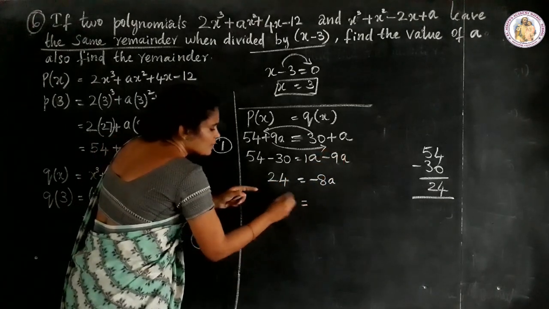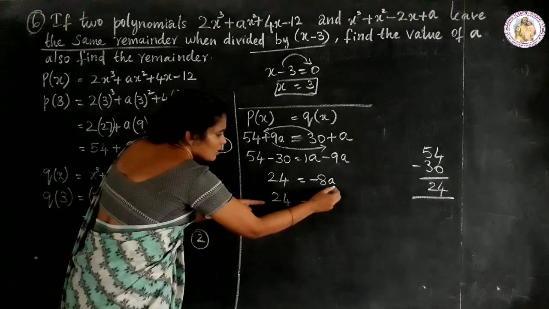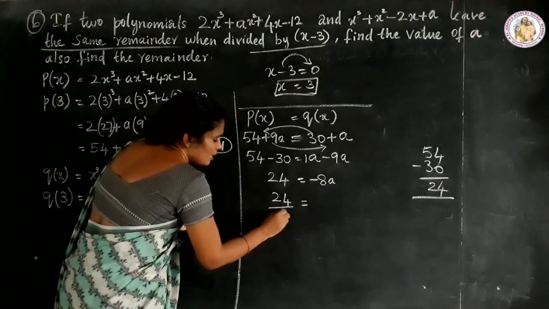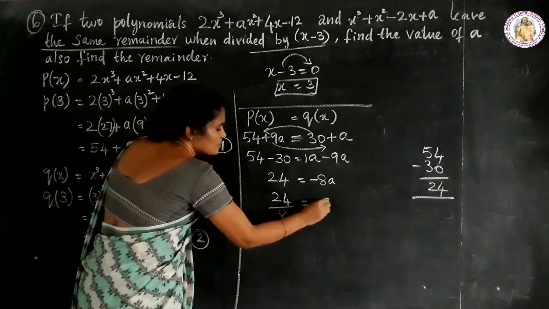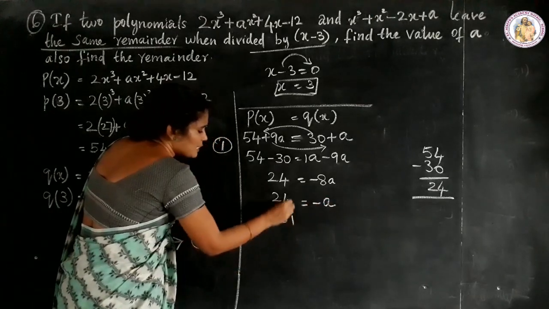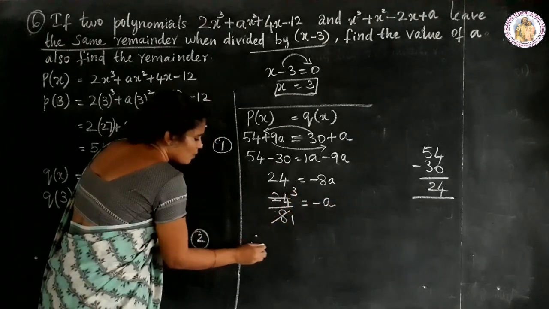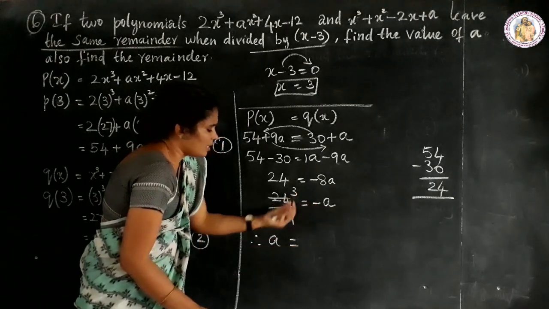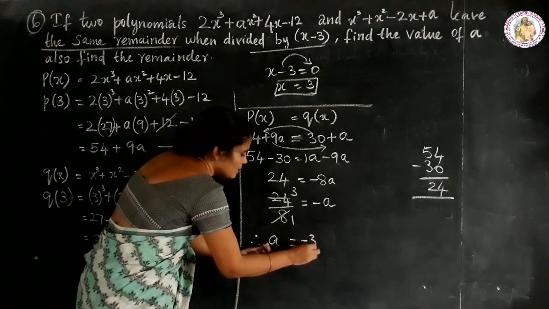Okay, now we have 24. Here 8 into a is a multiplication, while 8 comes to the left side it goes for division. So minus a. 8 ones are 8, 8 threes are 24. Therefore minus a is equal to 3. So therefore a is equal to minus 3.